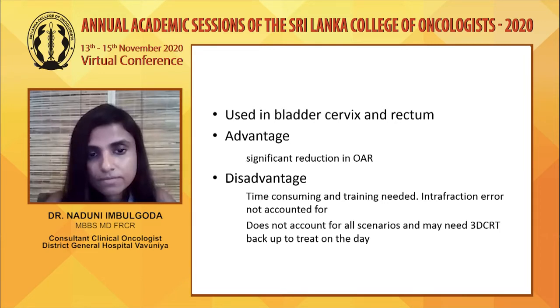So sometimes we might get a bladder which is totally out of all the 6 plans we have. So at that point we might need to have an emergency 3D CRT backup plan to treat on that day. So that's it for pelvis.